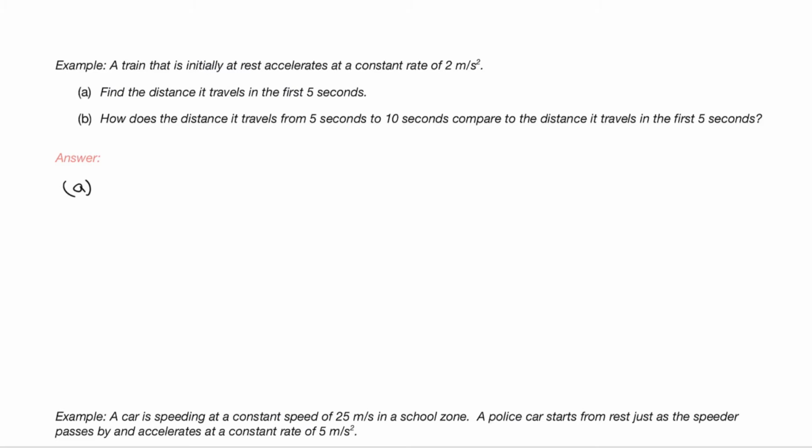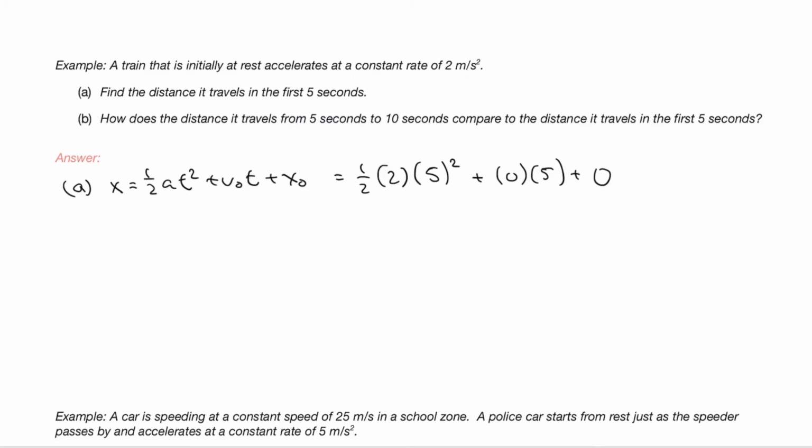In this case, we write down x equals 1/2 at squared plus v naught t plus x naught, and we fill in the information that's given to us. A was given to us as 2, our time is 5, the v0 is 0 because it was initially at rest, and then finally we need to substitute an x0. Now it didn't tell us where it was located to begin with, but we can implicitly make the choice that it was at the origin, so we set our initial position to 0.